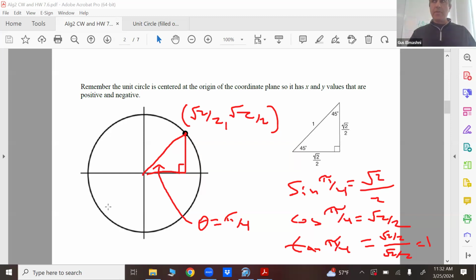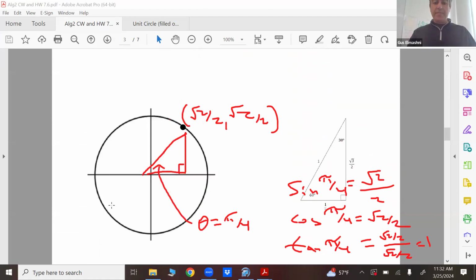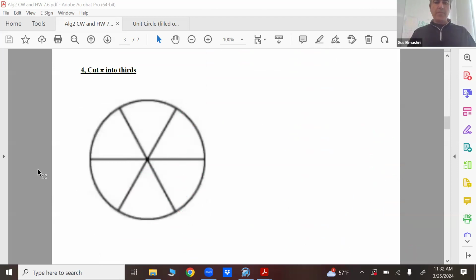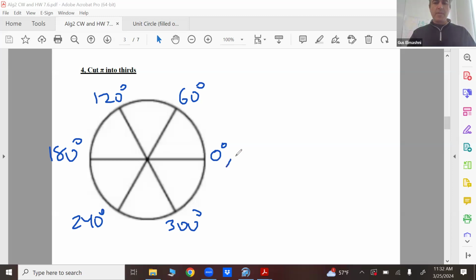Okay, let's move on. Let's cut this into thirds now. So again, let's do degrees first, because I think it'll help you guys. 0 degrees, 60 degrees, 120 degrees, 180 degrees, 240 degrees, 300 degrees, 360 degrees. Okay, so in red, this will be 0 radians.